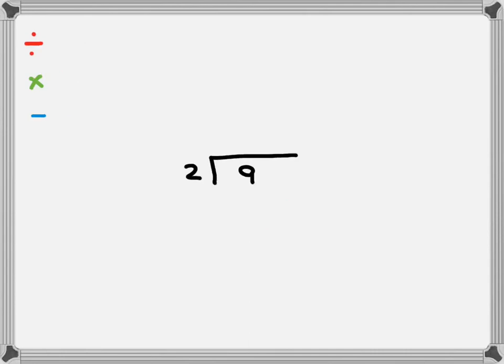Next one, divide step. The closest we can get to 9 is 8 on our 2 times table. So we're going to say 2 times 4. Okay, and then we're going to times it. 2 times 4, or 4 times 2, is going to be equal to 8. Now our minus step, we're going to minus 9 minus 8 is 1. Remainder 1.